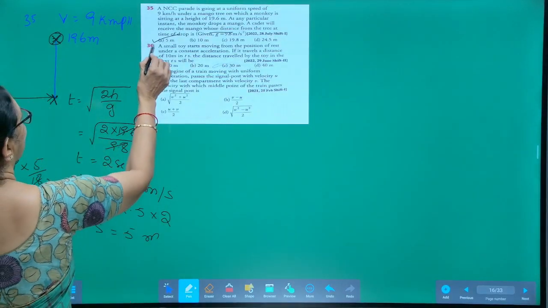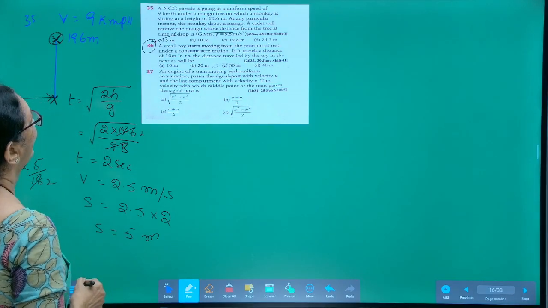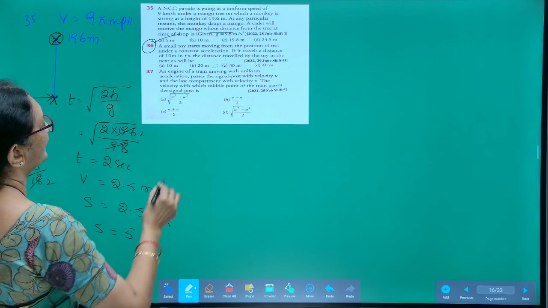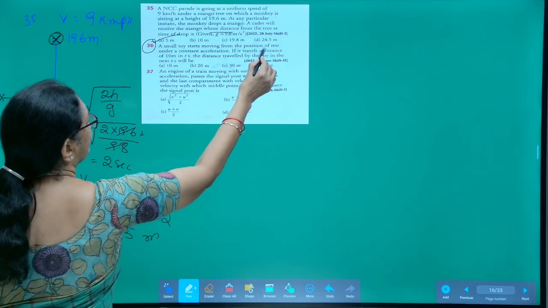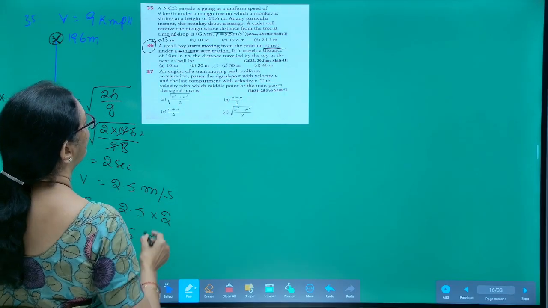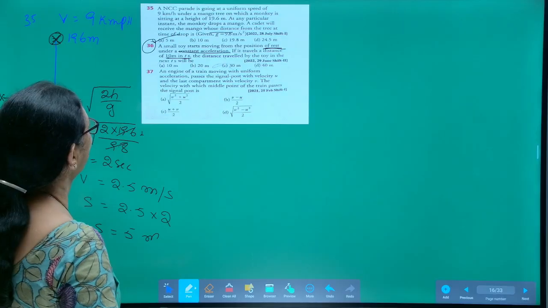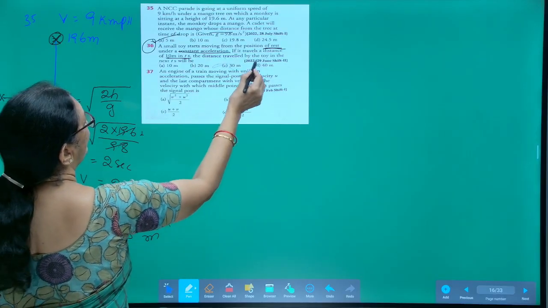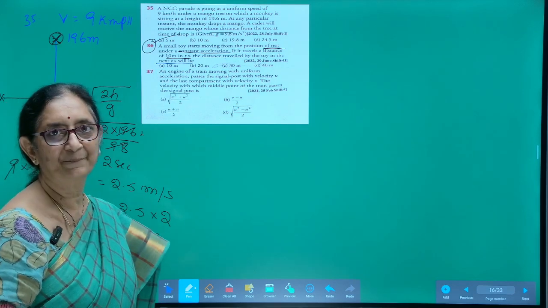Now go to the next problem, 36th problem. A small toy starts moving from the position of rest under constant acceleration. Starts from rest with constant acceleration. Travels a distance 10 meters in t seconds. Distance traveled by the toy in the next t seconds will be?